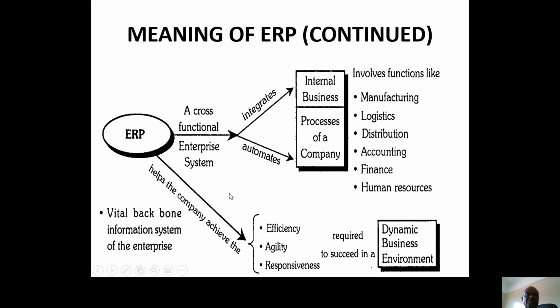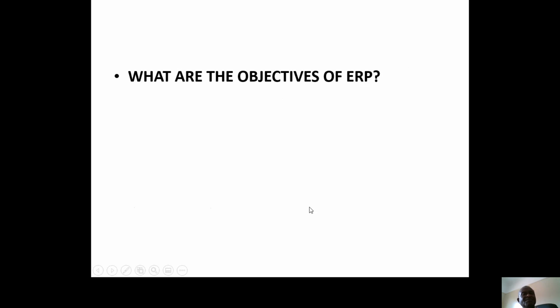What does it mean? Cross-functional functions. And how does that combination or integration help you? It said automated integration. How does it all help the organization? It does, because it promotes efficiency, agility, and responsiveness, because they've got common information, a common database. So the response is not a big problem, and it is very useful for the dynamic business environment. Very useful. Right? What are its objectives?